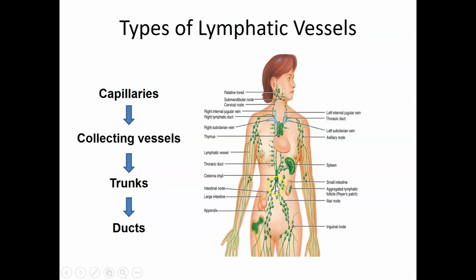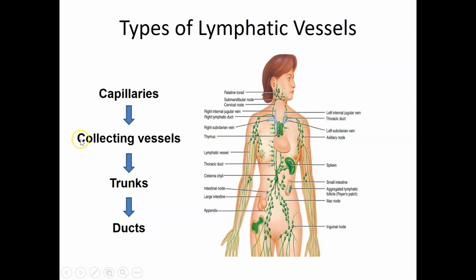Some of them are shown here. They're not really labeled on this slide. Some of them are shown up here as well. And then the lymphatic trunks are going to merge into one of 2 lymphatic ducts. So there's one here called the right duct, and there's another one here called the thoracic duct. I'll talk more about the anatomy of that later on.